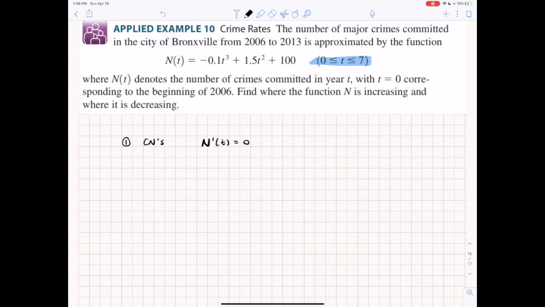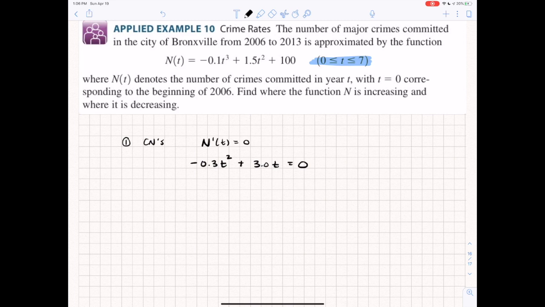Again, n is a polynomial, so I don't have to worry about any parts where it does not exist. So I just need to differentiate, applying power rules. This would be negative 0.3 t squared plus 3.0 t, and then the plus 100. Derivative of 100 is 0, and then I'm going to set this equal to 0.